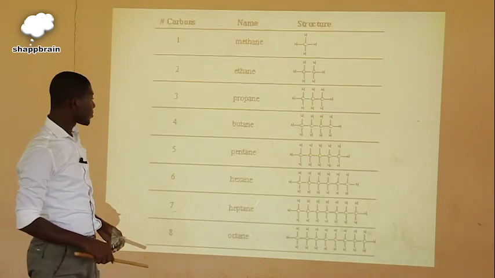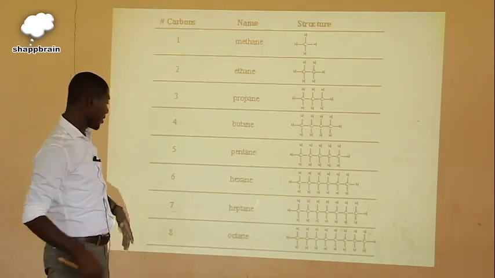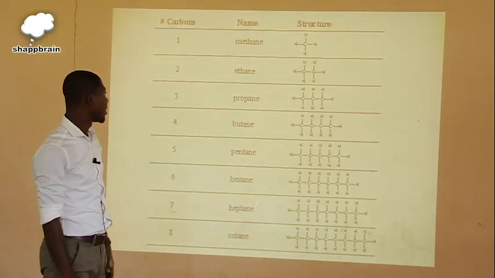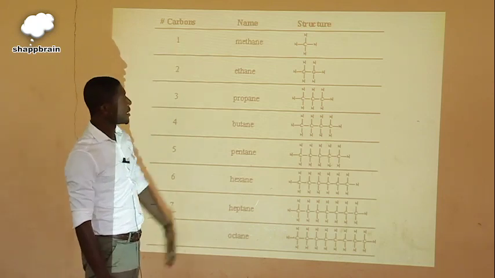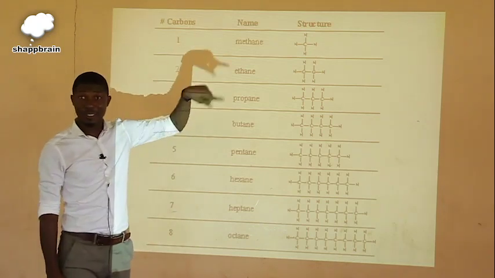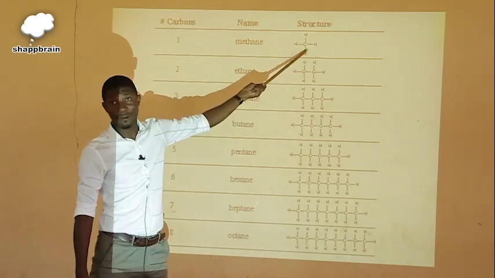Okay. Now this one is the expanded structure for the first 8 members of the alkane group. First 8 members. And so for the first one, methane is CH4. So carbon is the central atom with 4 hydrogens attached. And so carbon with 4 hydrogens. So this is the structure for methane.